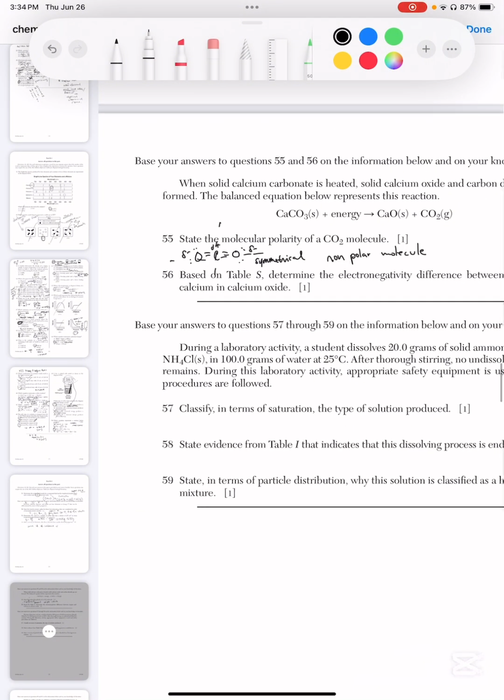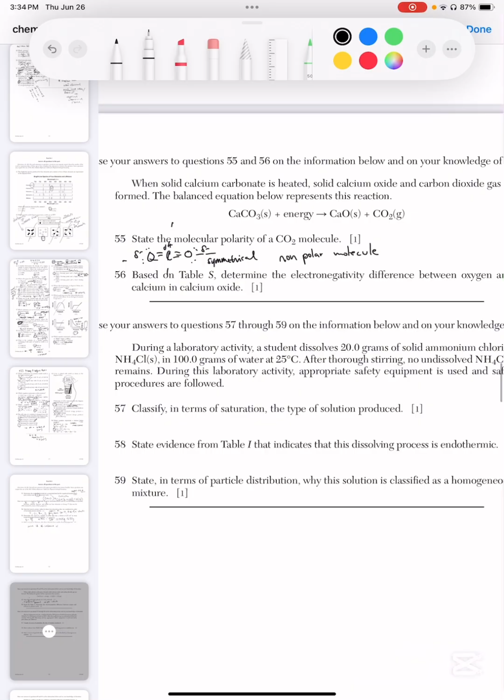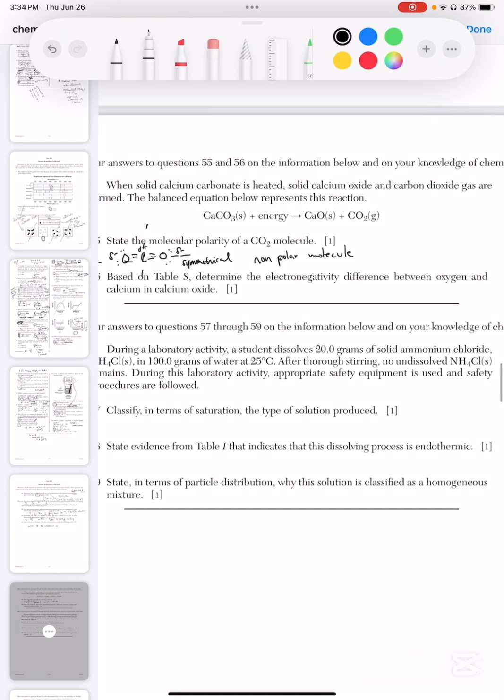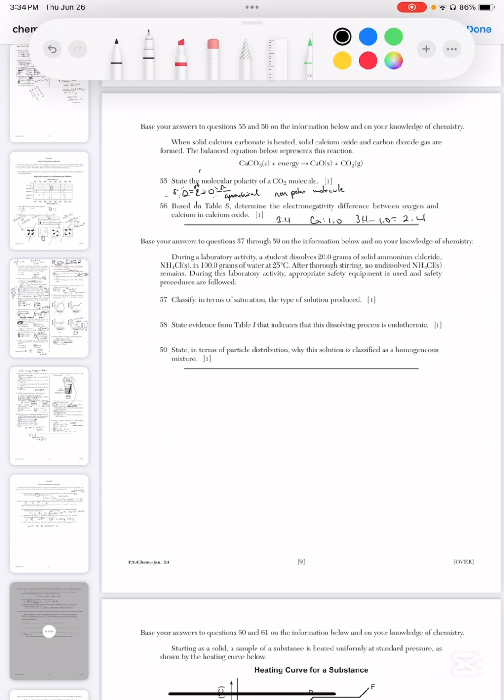Based on table S, determine the electronegativity difference between oxygen and calcium in calcium oxide. So the electronegativity, wow, this is so thoughtful. They even tell you where to go. Electronegativity of oxygen is 3.4. And calcium is 1.0. 3.4 minus 1.0 is 2.4. That'll be your answer, 2.4.